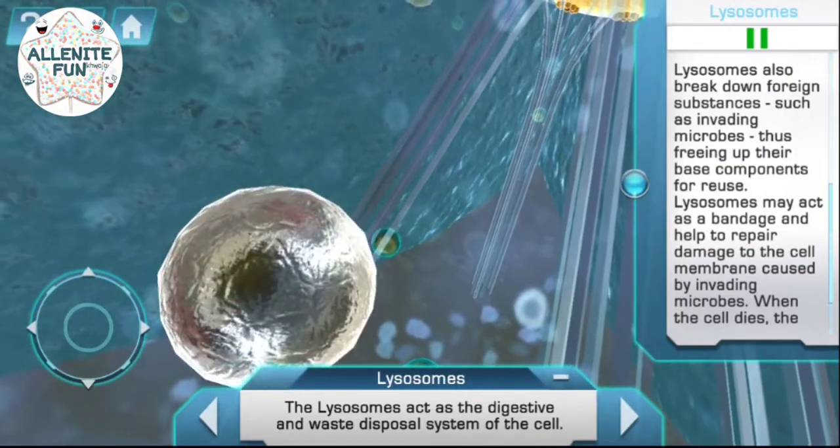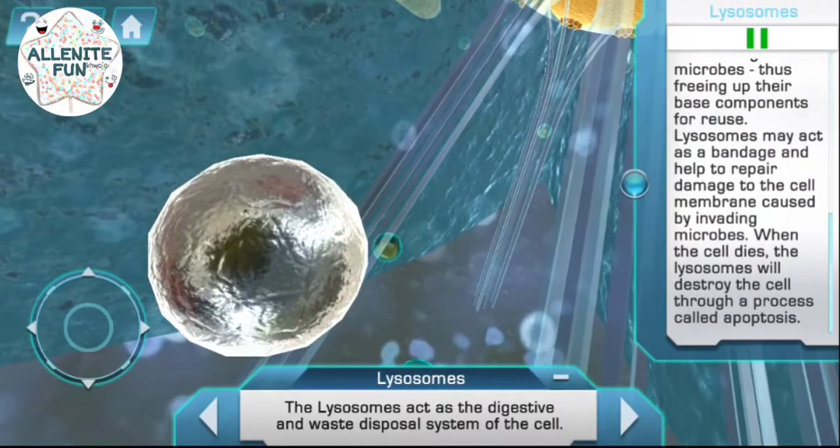When the cell dies, the lysosomes will destroy the cell through a process called apoptosis.